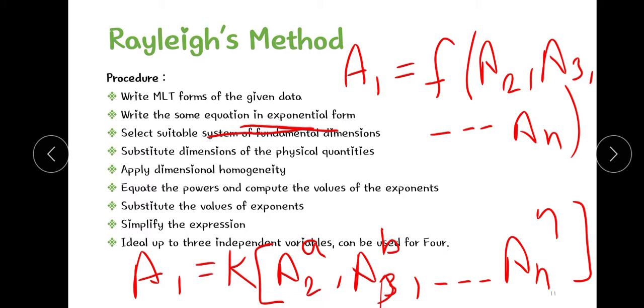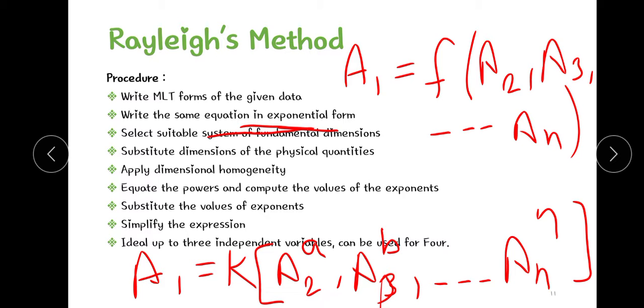But when a large number of parameters are involved, this method becomes complicated, and also Rayleigh's method doesn't provide any information regarding the number of dimensionless groups to be obtained as a result of dimensional analysis. When we do dimensional analysis by Rayleigh's method, it will not give any kind of information regarding how many dimensionless groups we will get after the analysis. So this is again a major disadvantage of this method. And when any disadvantage comes, we shift to the next method.